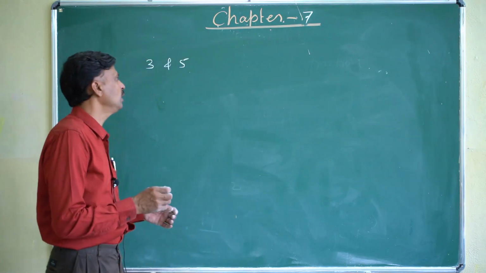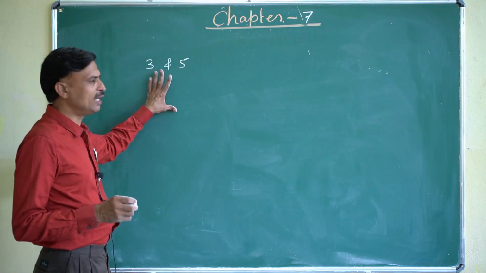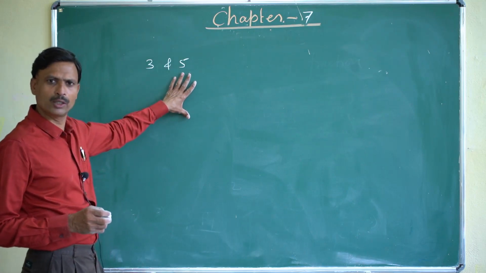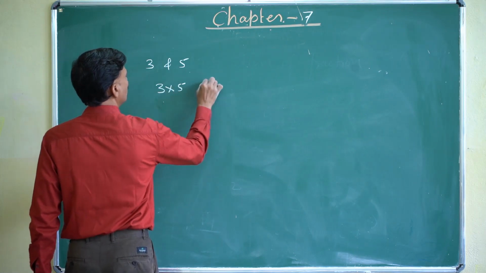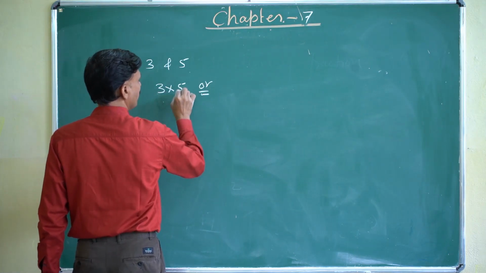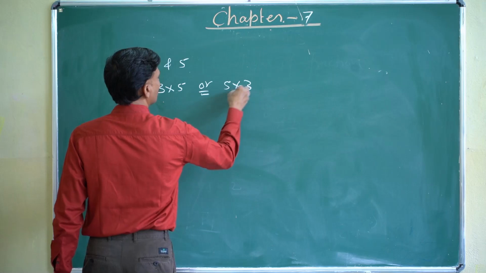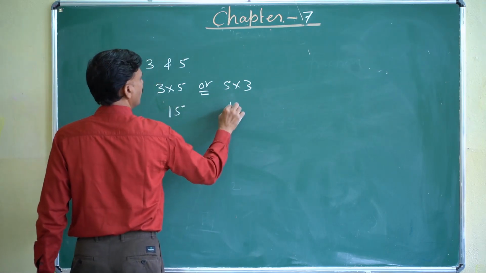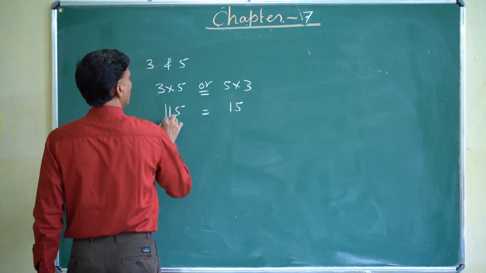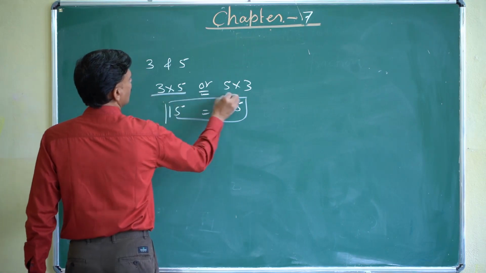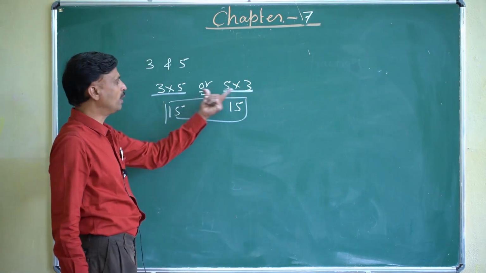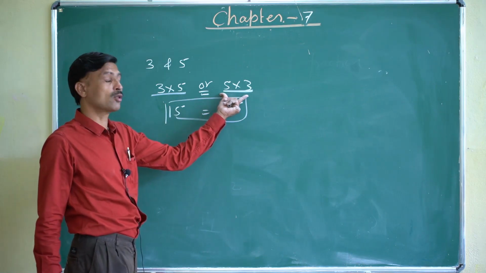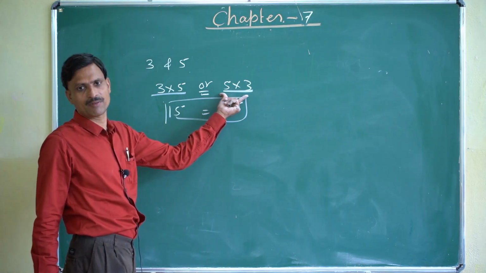For example, I am starting with whole numbers. You know that 3 and 5 are two numbers. If you multiply 3 and 5, or instead of 3 times 5, you do 5 times 3, what will you get here? 15. Here also, what will you get? 15. Same thing, right? So this and this mean the same because the result is the same. This is called the commutative property of multiplication.